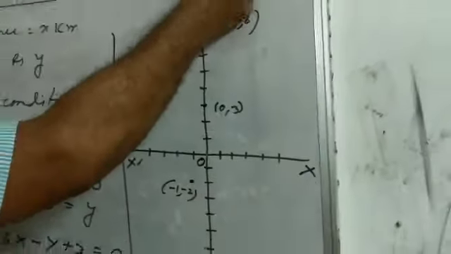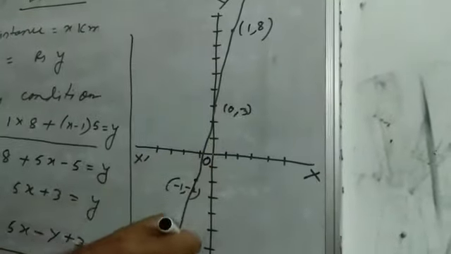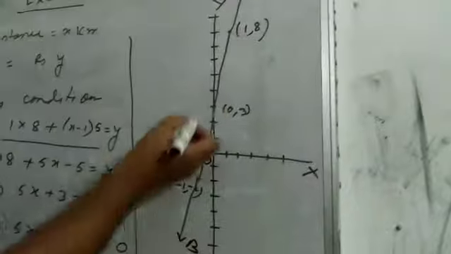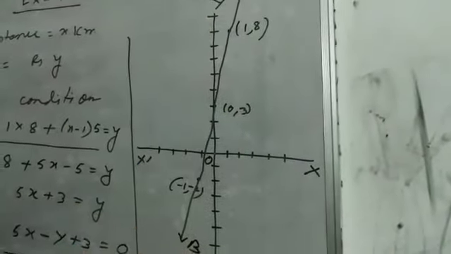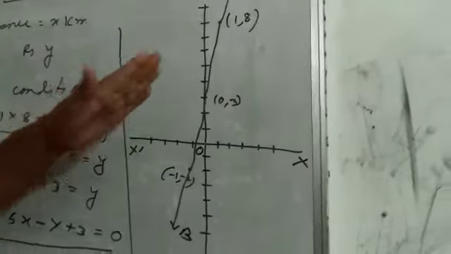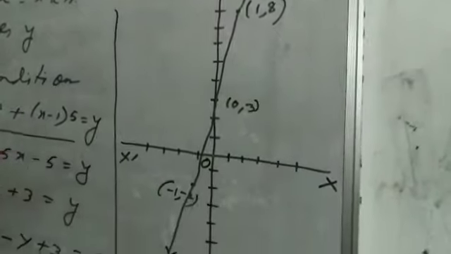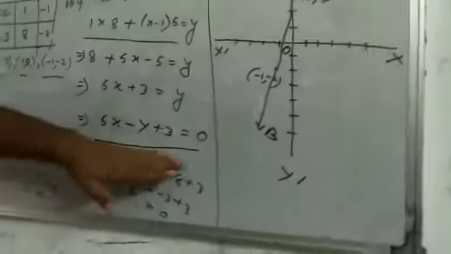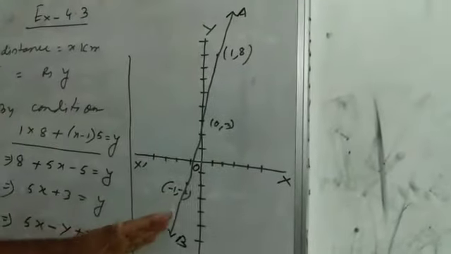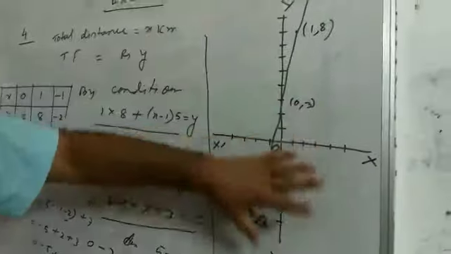Then we will join these points by a scale. So we got this line AB and it is the required graph. I said that if the solution is correct and the plotting is correct, then you will get the correct line. So here are 3 steps: first, the equation should be correct, then the solution correct, plotting correct, then you will draw the graph. If one step is wrong, then everything will be wrong.